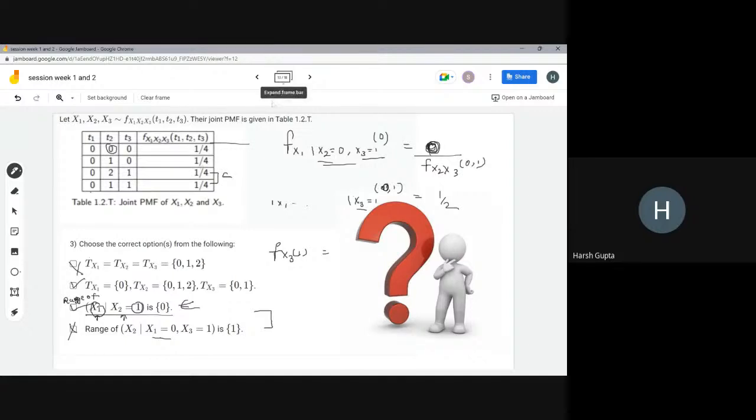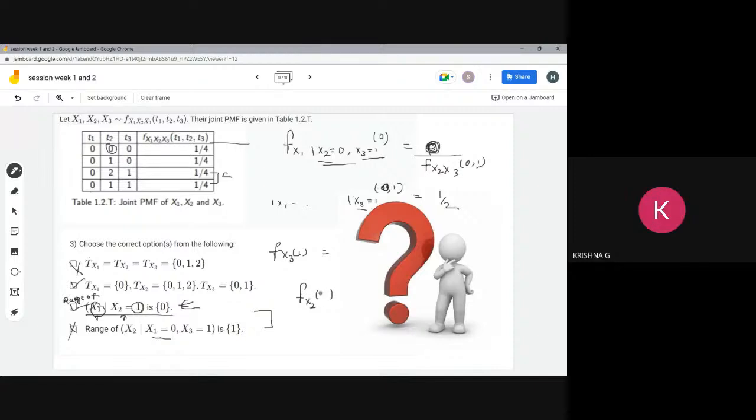Okay. If I want to calculate in this table the marginal for X2, then it will be 1 by 4 plus 2 times 1 by 4 plus 1 by 4, is it? Wait. What are you finding the marginal for? X2. In the brackets, what are you finding the marginal probability for? It is for 0, 1 or 2.